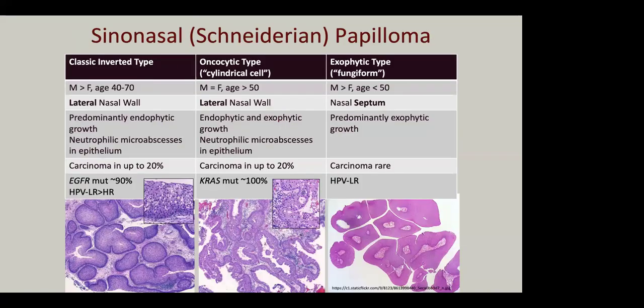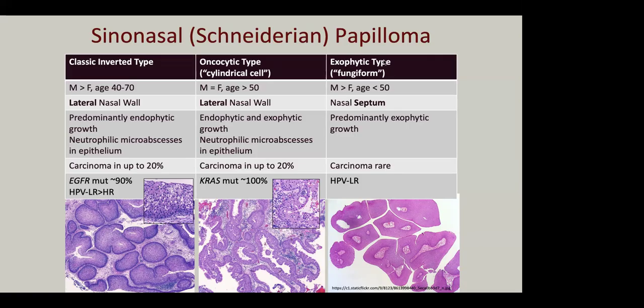Sinonasal papillomas, formerly known as Schneiderian papillomas, are of the specialized, quote-unquote, Schneiderian membrane of the sinonasal cavity. The inverted and cylindrical cell, now known as oncocytic types, tend to occur on the lateral nasal walls. They are related to mutations in EGFR or KRAS, respectively, with very few of them being related to low-risk HPV. They have both endophytic and sometimes exophytic growth. They all have neutrophilic microabscesses in the surface epithelium, and they all can progress to carcinoma in a small subset of cases.